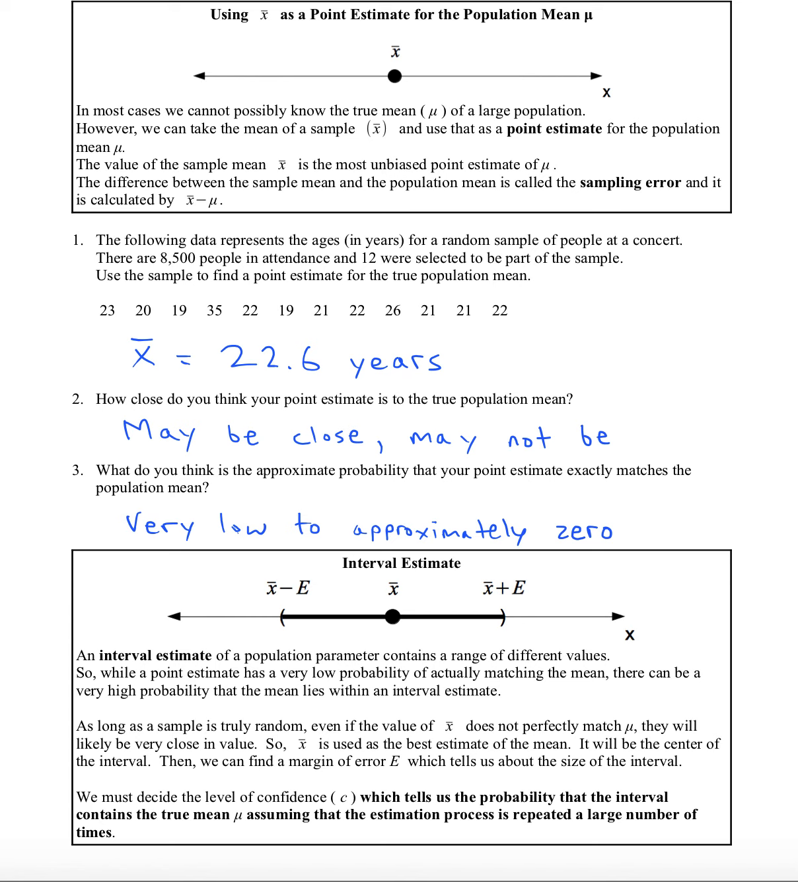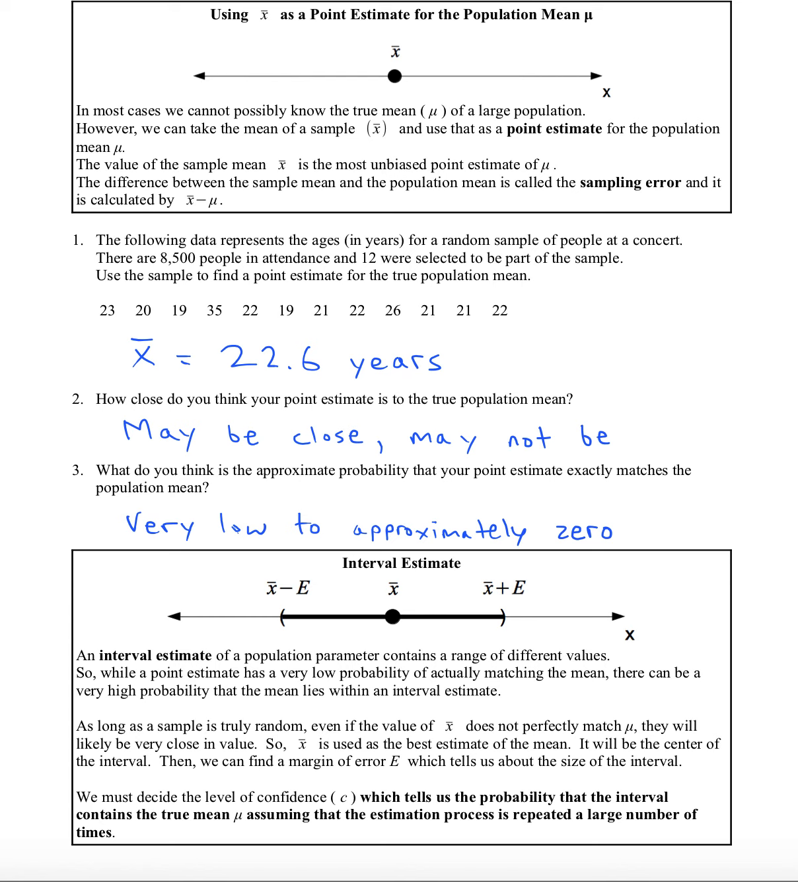So as long as a sample is truly random, even if the value of x bar does not perfectly match mu, they will likely be close in value. So x bar is used as the best estimate of the mean, and it will be the center of the interval. Then we can find a margin of error E, which tells us about the size of the interval.